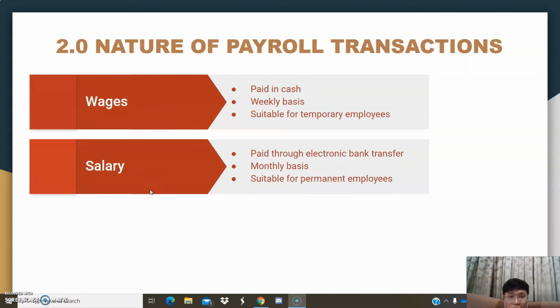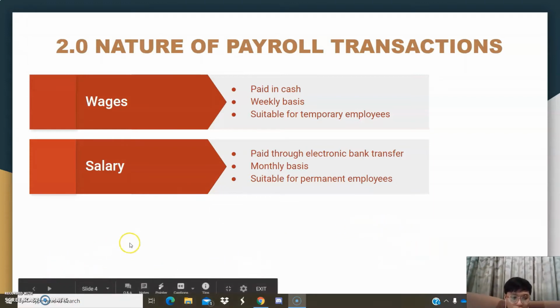Next, here are the differences between wages and salary. Wages are paid in cash on a weekly basis and are suitable for temporary employees such as production unit workers. However, salary is paid through electronic bank transfer on a monthly basis. This salary is suitable for permanent employees such as administration workers. So I will pass the presentation to my partner. Thank you.